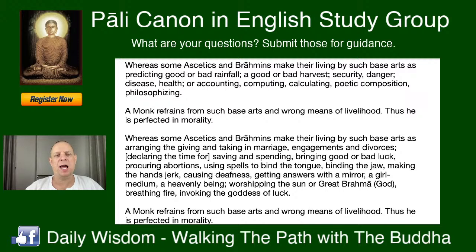Okay, this is the same as the last paragraph, that for ordained practitioners and teachers, we wouldn't do these things, but for a household practitioner, these are needed as part of society and ensuring that there's these skills available in the community in order to allow us to be able to know whether there's going to be good or bad rainfall and what crops we should actually plant in our community. You know, is there going to be a good or bad harvest? You know, the security and danger, health and disease, accounting, computing, calculating, poetic composition and philosophizing.